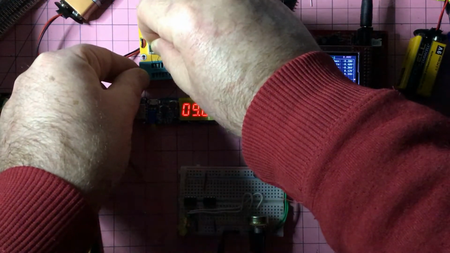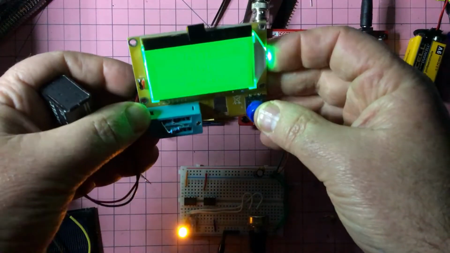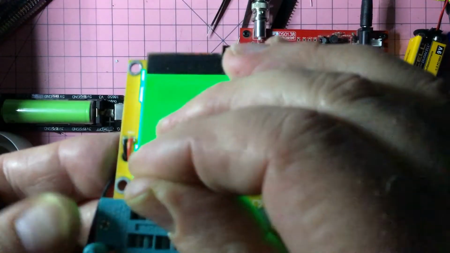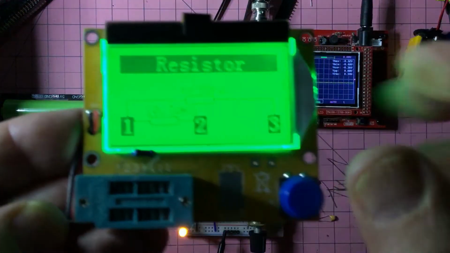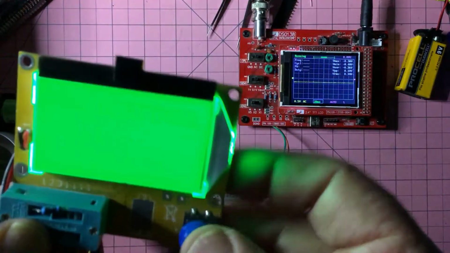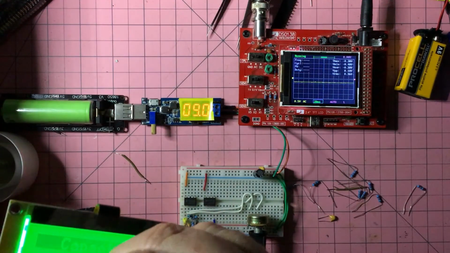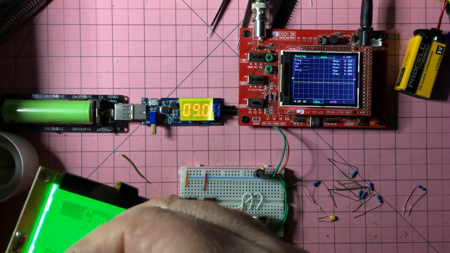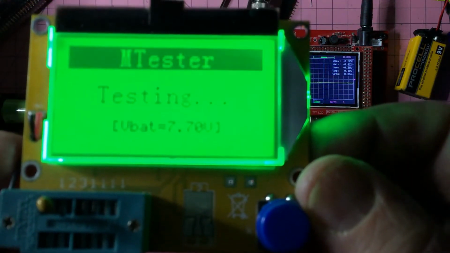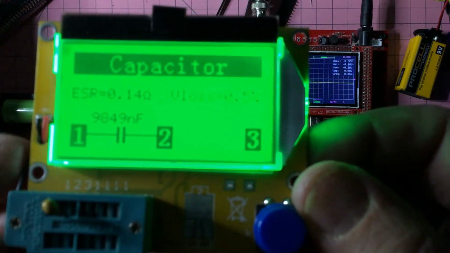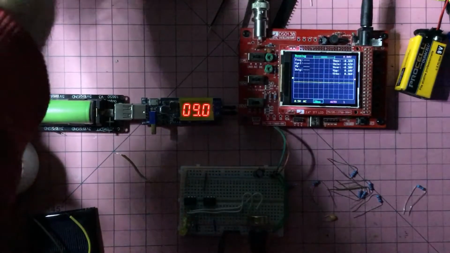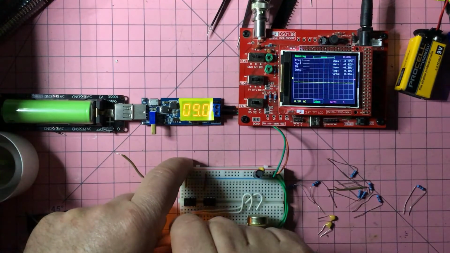So I'll just test one of those and see what it says. Well, that's not a good start. Let's try again. Yep, that's 10K. And then the other component I'm going to use is a little ceramic cap. And this is reading around 10,000 nanofarad or 10 microfarads. So that is a 106.